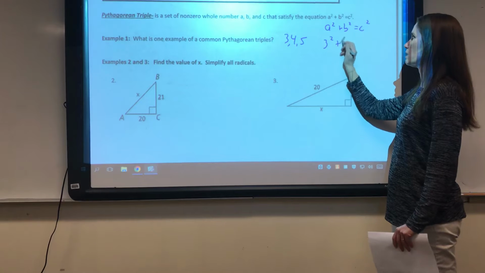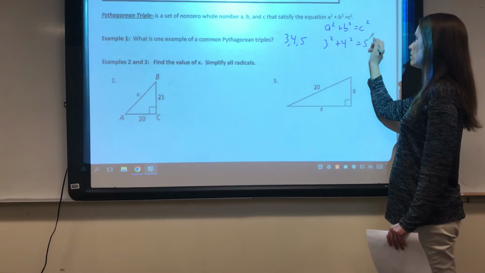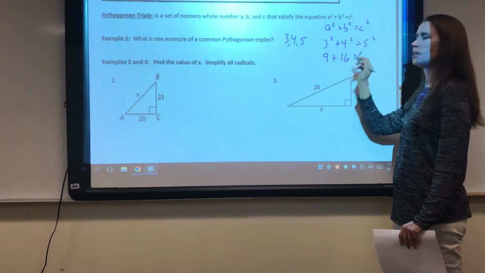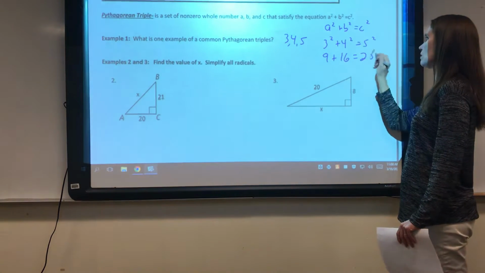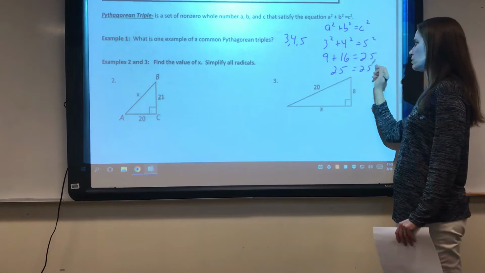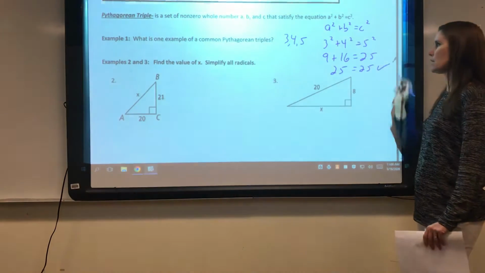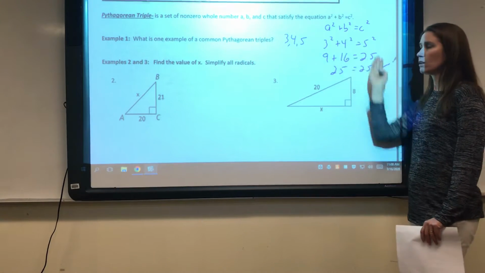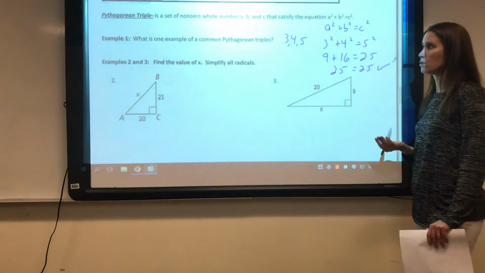So 3 squared plus 4 squared is equal to 5 squared. 3 squared is 9, 4 squared is 16, and 5 squared then is 25. When I add my 9 and 16, I get 25 is equal to 25. And because that gives me a true statement, then yes, that satisfies the Pythagorean theorem. All three are whole numbers, so it's a Pythagorean triple.